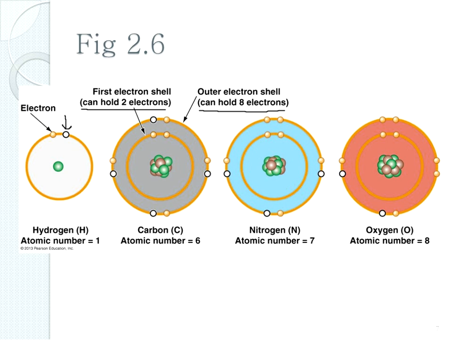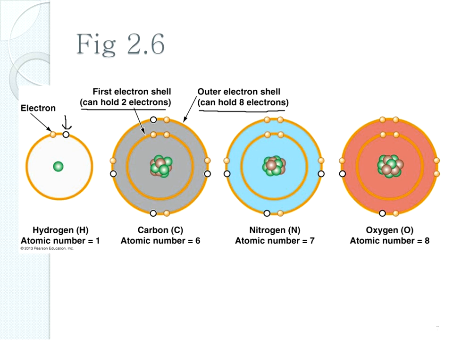Carbon has an atomic number of 6, so it has 6 protons in the nucleus. It will have 6 electrons circulating around the nucleus. 2 can go in the first electron shell, and the remaining 4 go in the next electron shell. And then we end up with 4 empty spaces in the outer electron shell.